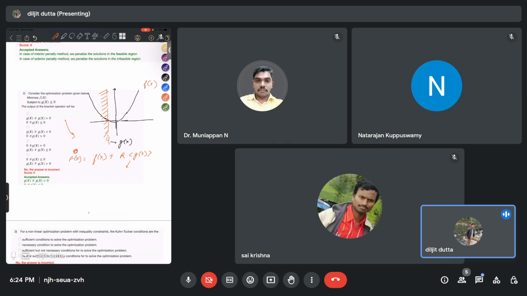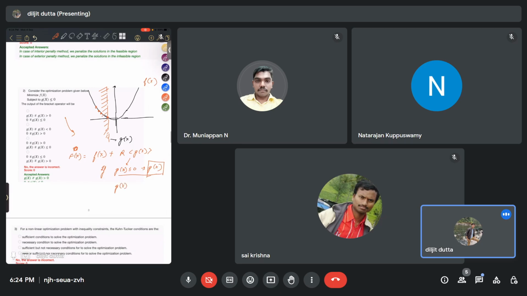Now if g of x is less than or equal to 0, we can simply write it as g of x, because if it is in this region we need not put any constant. So if g of x is less than or equal to 0, then you can write the function value as g of x. Now if g of x is greater than 0, in that case we will put the constant equal to 0.